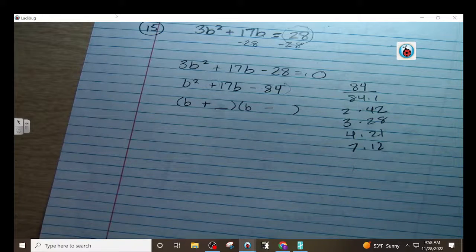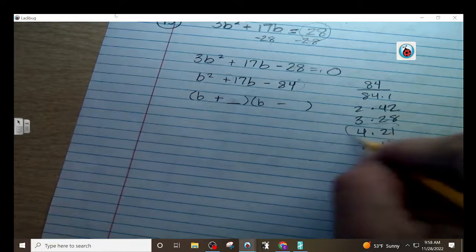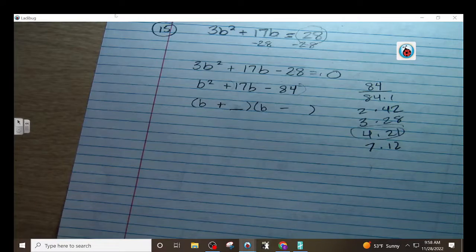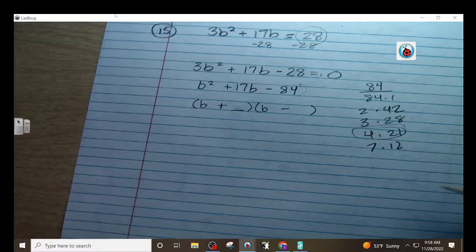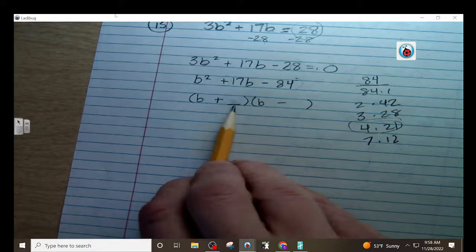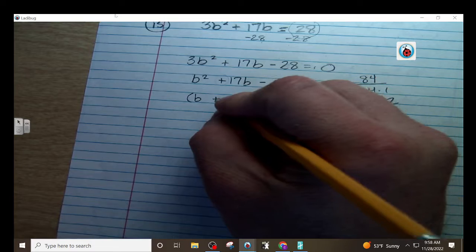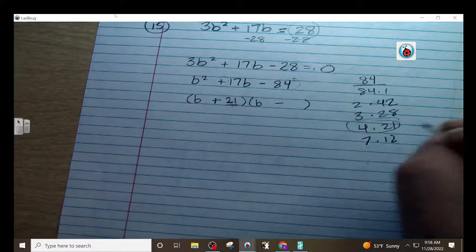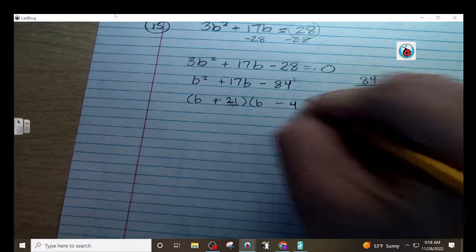So, guys, all these will multiply to give me 84. Okay. But which factors will give me 17? Add 4 and 21, right? So now you got to be careful. What number needs to go here? 21, because it's got to be the biggest number, right? So 21, and the other one is 4.